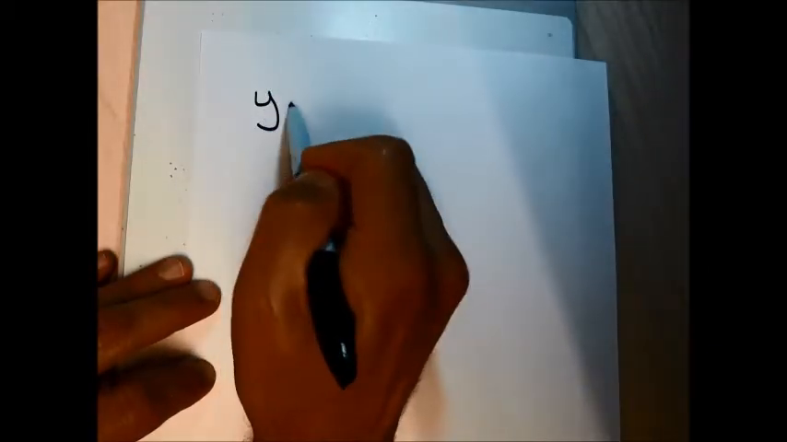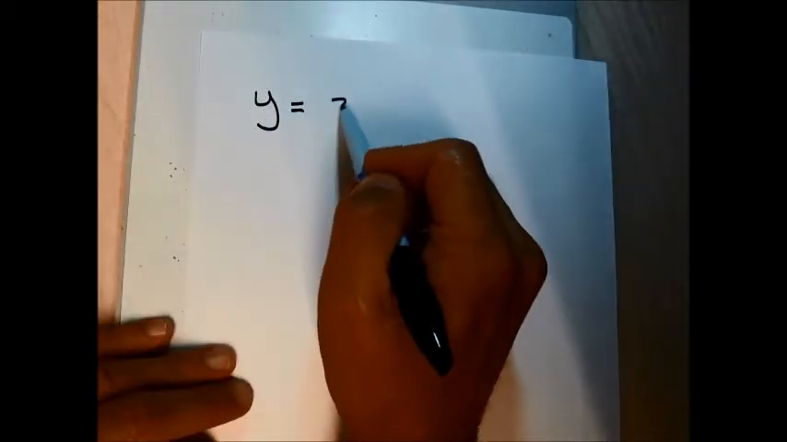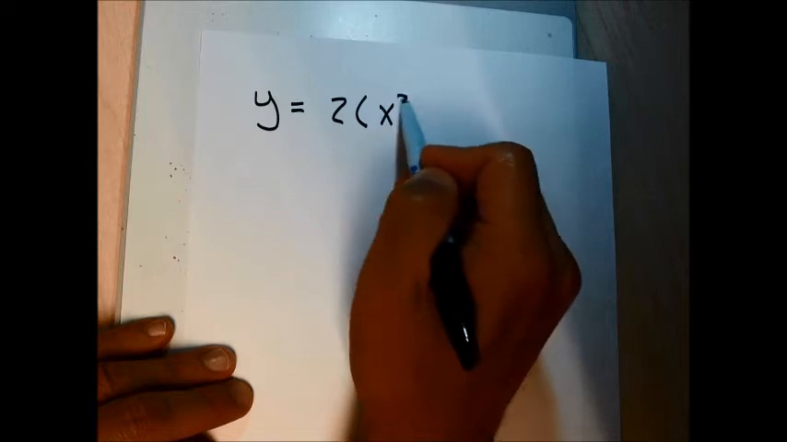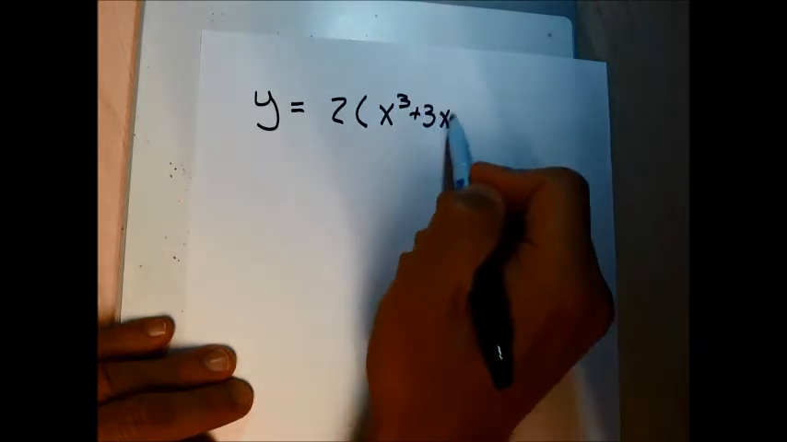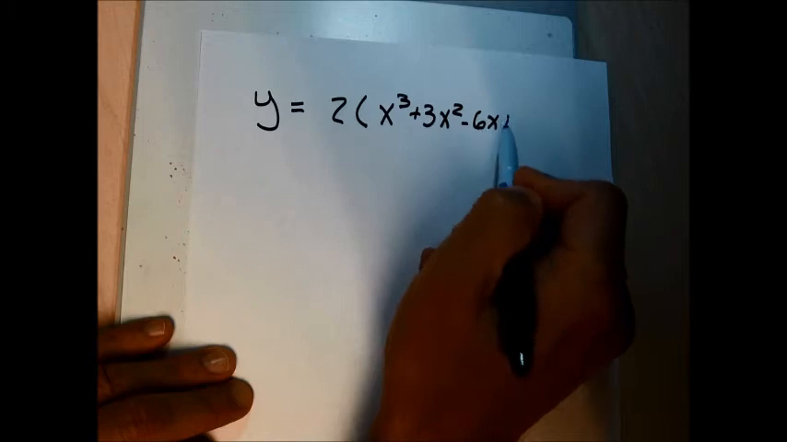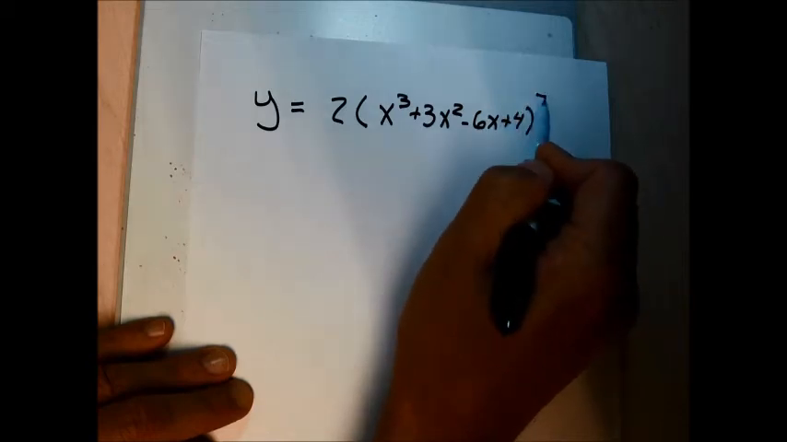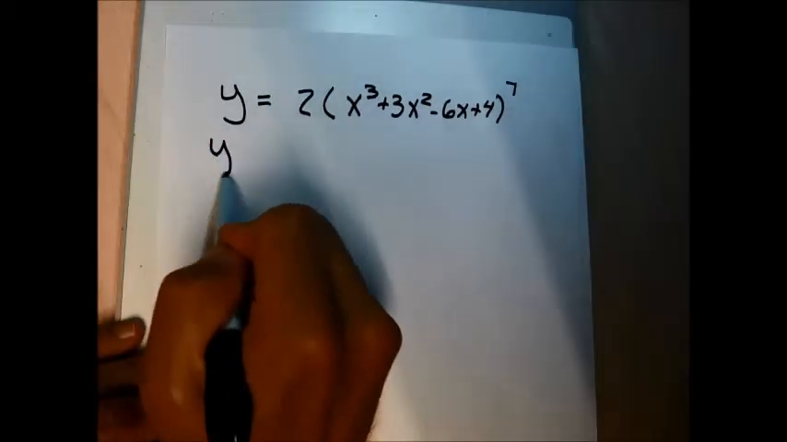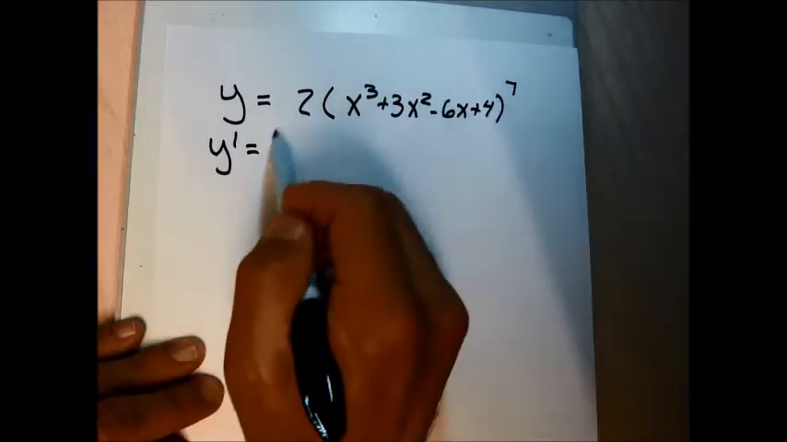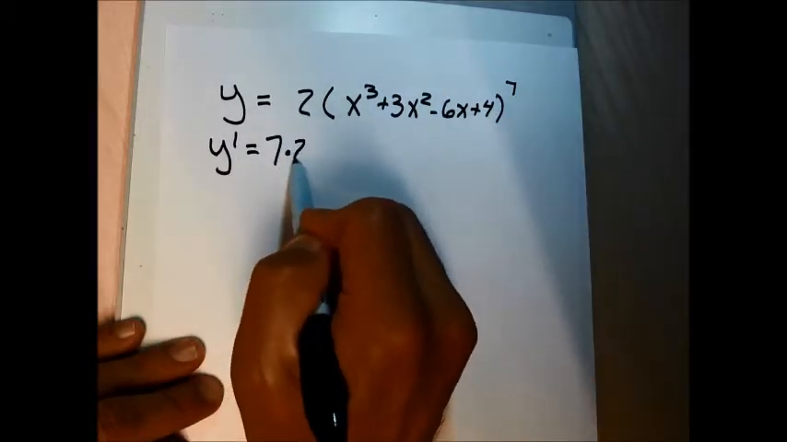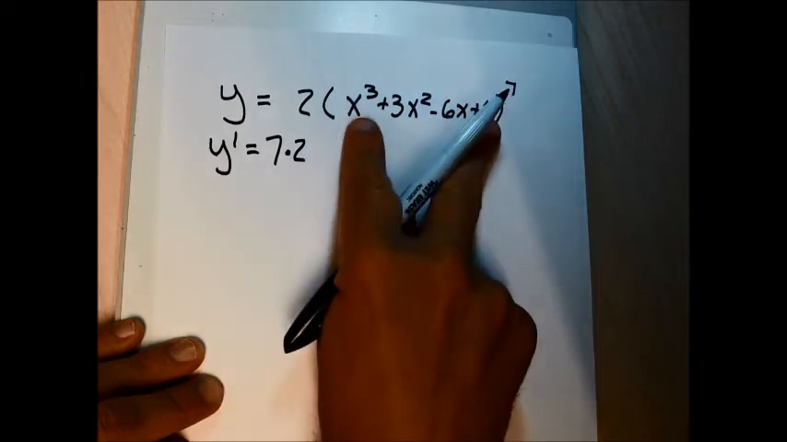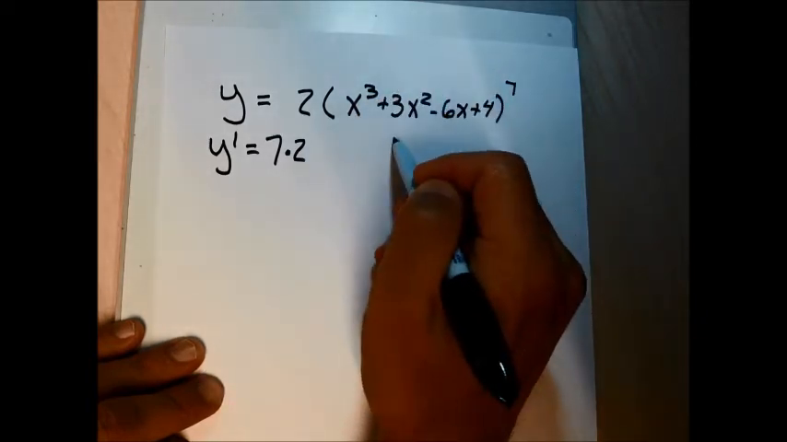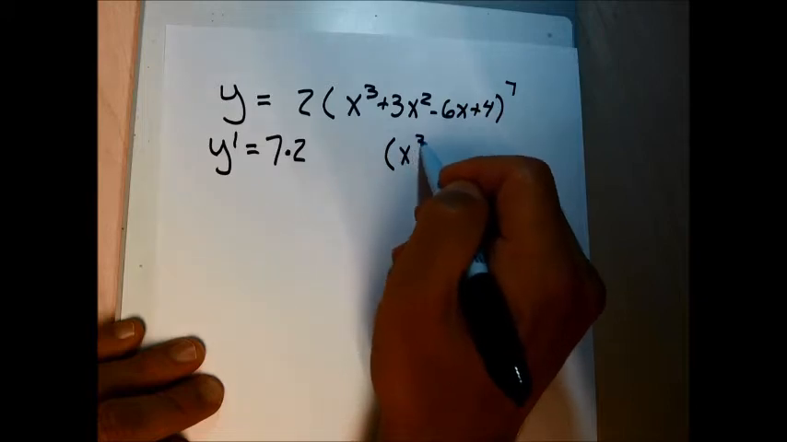So how about y equals 2 times x cubed plus 3x squared minus 6x plus 4 to the 7th power. Again, it has a parentheses with an exponent, so the chain rule is the proper way to take the derivative. The shortcut to the chain rule: I'm going to take the exponent, multiply it by the coefficient, leave myself some room for the derivative of the inside of the parentheses. That's going to be a long derivative, so I left myself a lot of room.